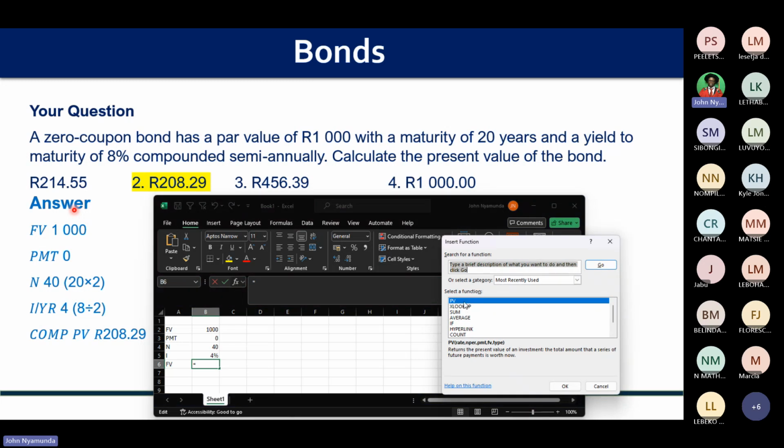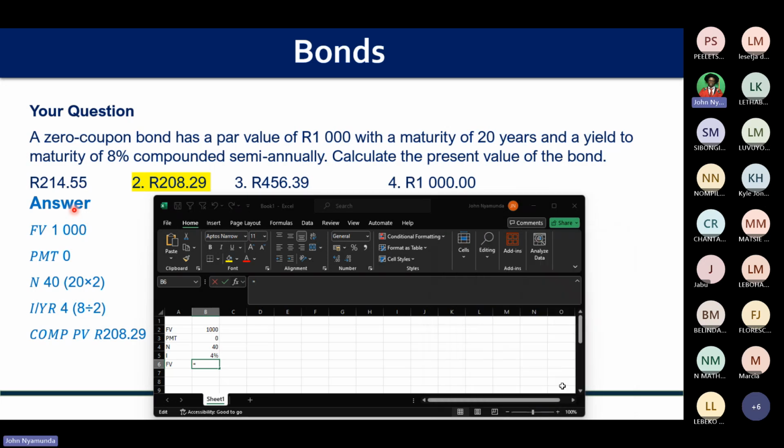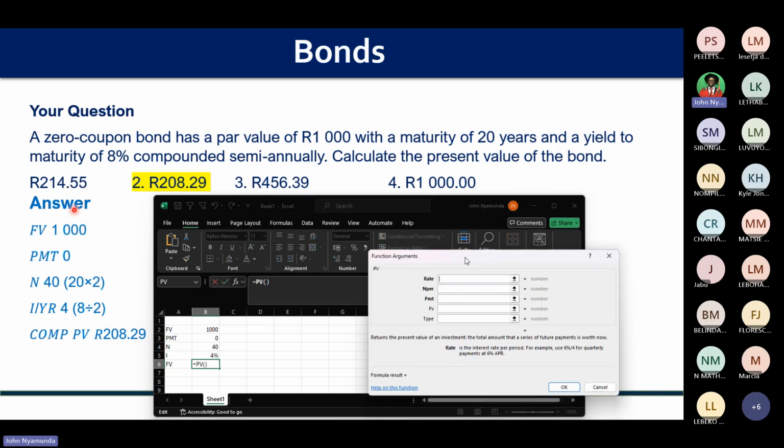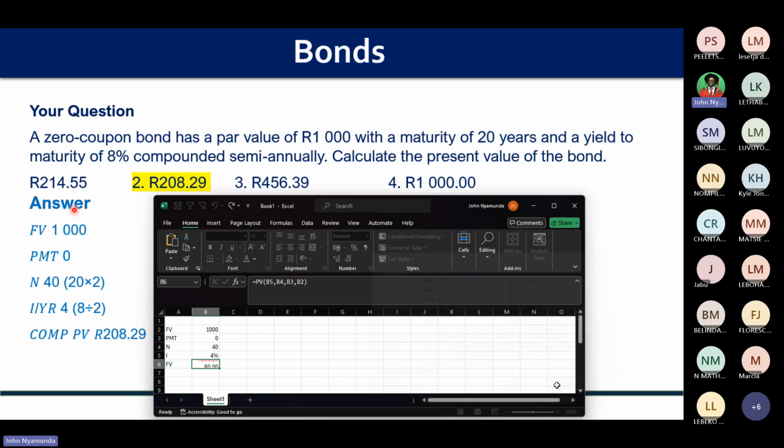On your calculator, it's easier than this, but I'll open my Excel calculator. So my Excel calculator makes it easy for me. Interest rate, I will choose 4%. NPER, number of payments, I'm going to choose the 40. PMT, I'm going to choose 0. Future value, I'm going to choose that. And I say, okay.